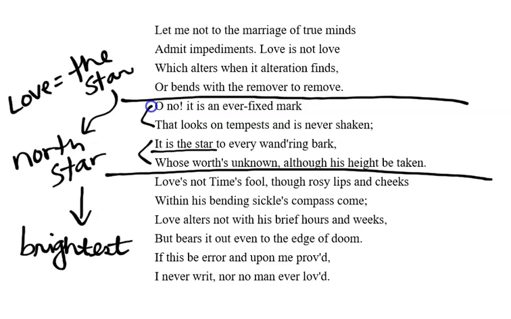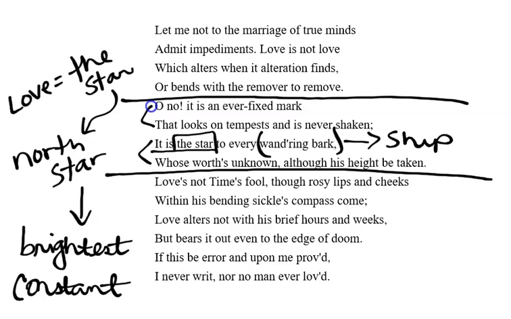And this kind of goes back, you may remember from Julius Caesar, there's a point where he says, "I am as constant as the northern star." So by saying it is the star, he's saying that it's constant. All right, so whenever he says it is the star, and we're getting that the North Star is the brightest, it's constant. Every wandering bark, a bark is a ship. So what is the North Star to ships out at sea? It's their guide. So again, we're getting that love is a guide.